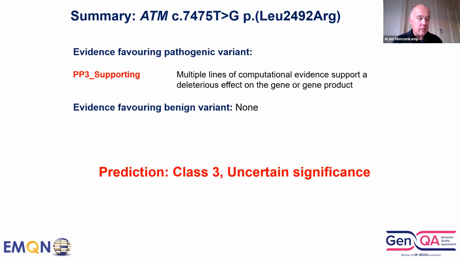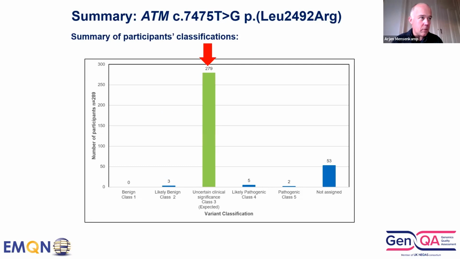So in fact, it makes the scoring for this variant quite straightforward, as only PP3 supporting can be applied, as multiple lines of computational evidence support a deleterious effect on the gene or gene product. And therefore, we classify this variant as a class 3 VUS. By the way, the vast majority of you also classified this variant as a VUS.